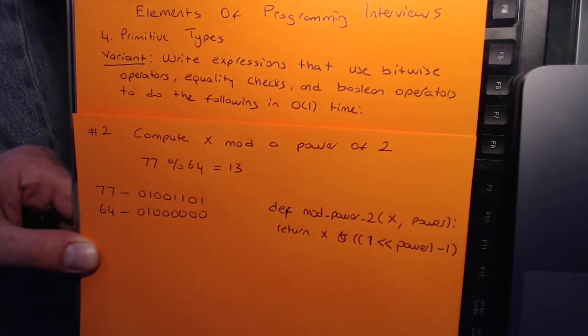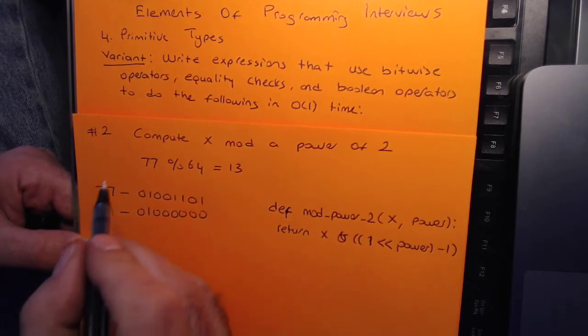We are going through problems in the Elements of Programming Interviews book, Chapter 4, Primitive Types, and we are going through the variant questions. This is variant question number 2. We have the same constraints: write expressions that use bitwise operators, equality checks, and Boolean operators to do the following in constant time. The second question is compute x mod a power of 2.